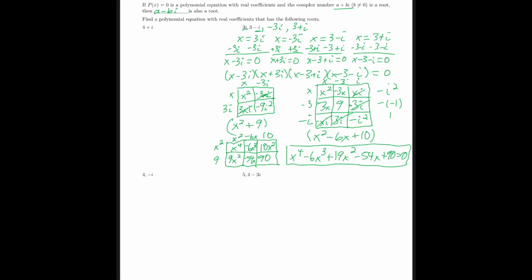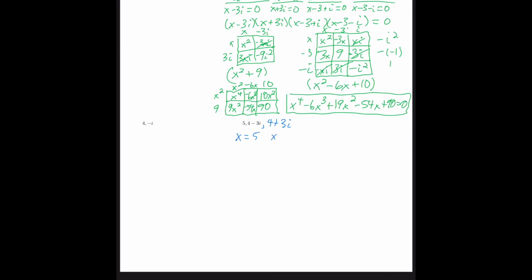And now we combine like terms to get our final answer. So that's x to the fourth minus 6x cubed plus 19x squared minus 54x plus 90 equals 0. And so there's a polynomial that has the two roots we were originally given with real coefficients. Okay, so that's the idea. You find the conjugates of any imaginary terms, and then you multiply everything out to get the original polynomial.